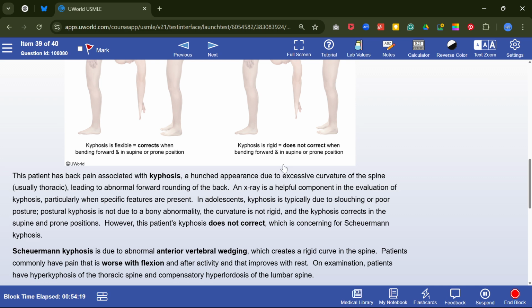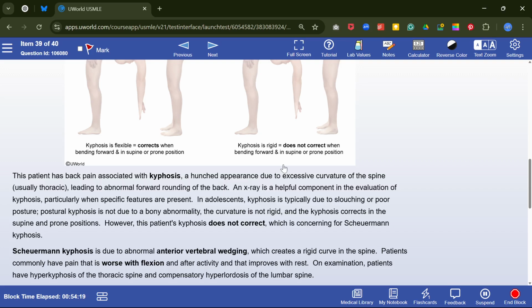X-ray is a helpful component in the evaluation of kyphosis, particularly when specific features are present. In adolescents, kyphosis is typically due to slouching or poor posture. Postural kyphosis is not due to bony abnormality. The curvature is not rigid. The kyphosis corrects in the supine and prone position. However, this patient's kyphosis does not correct, which is concerning for Scheuermann kyphosis.